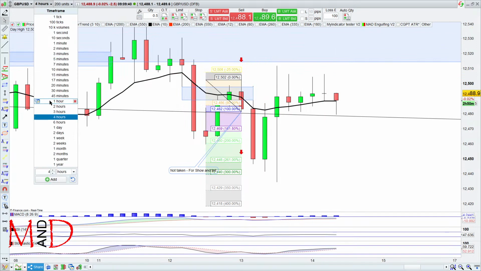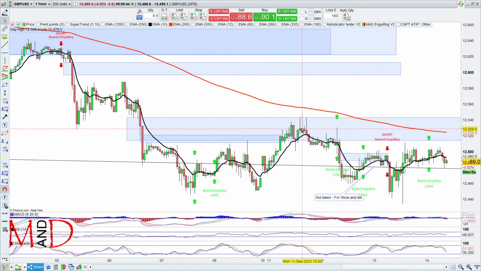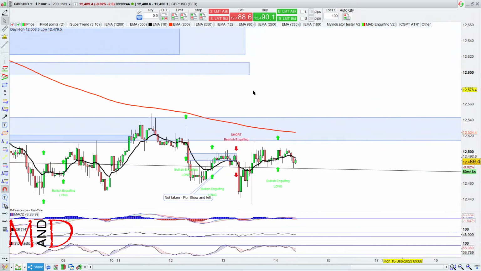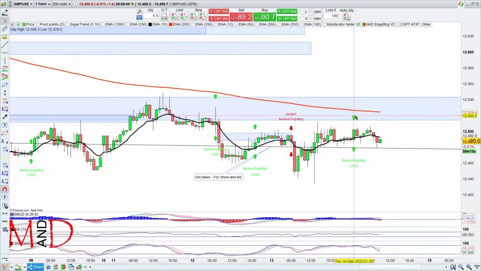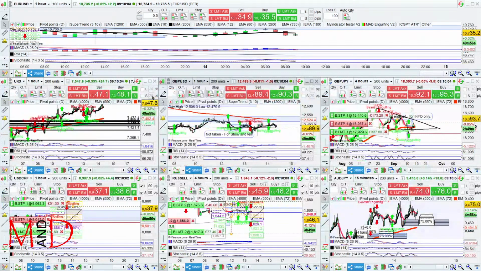And hourly, there's no new entry signals to go short yet. I would have imagined, yes, it will. There's nothing on the table just yet.